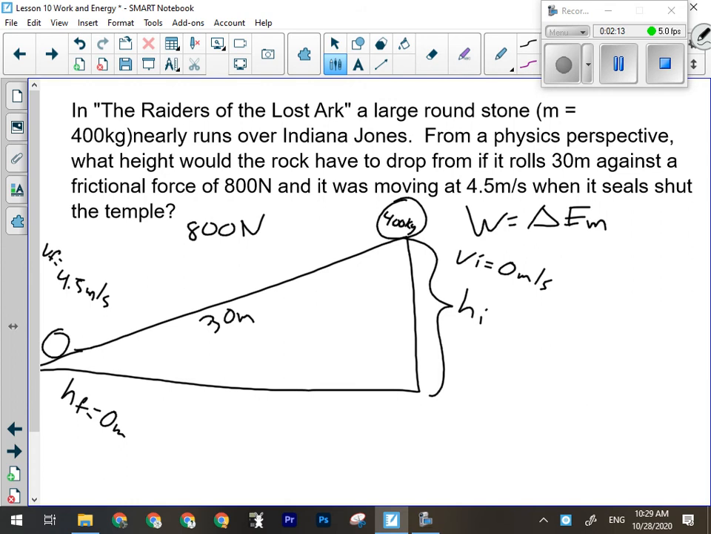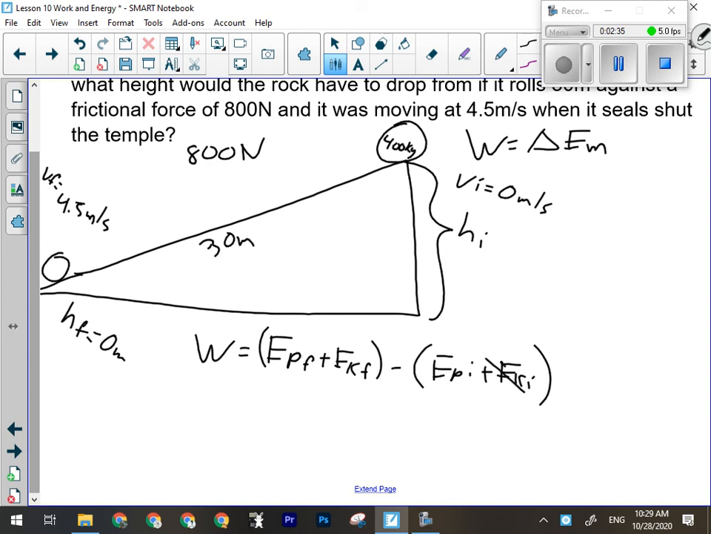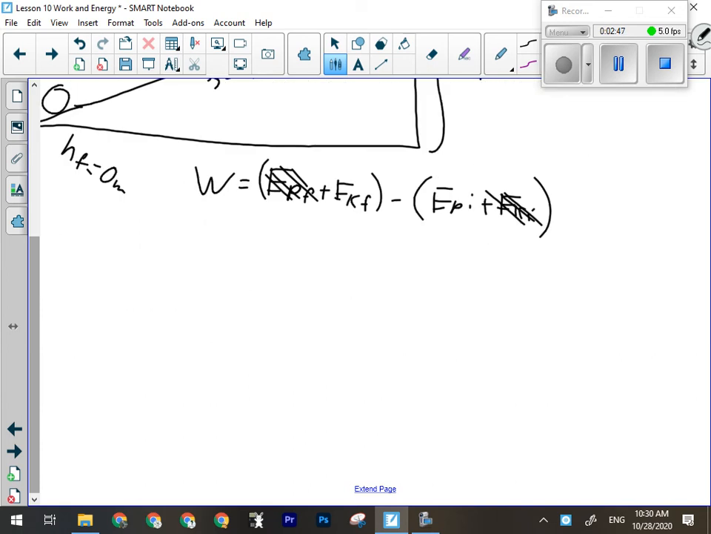So now that I've established those things, I can go back to my work energy theorem idea here, and I can say that the work being done is going to be the final potential plus the final kinetic minus the initial potential plus the initial kinetic. And I've already established that this one is 0 because it was being dropped, and that this one is 0 because we're dealing with the bottom of the ramp. Everybody okay with that?